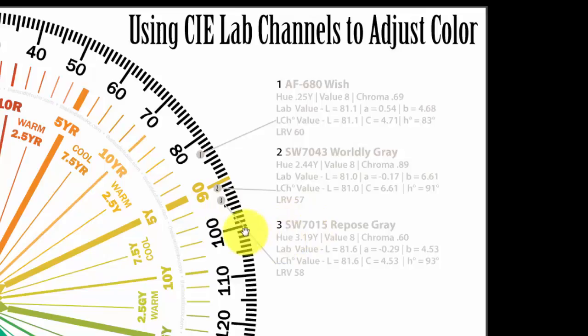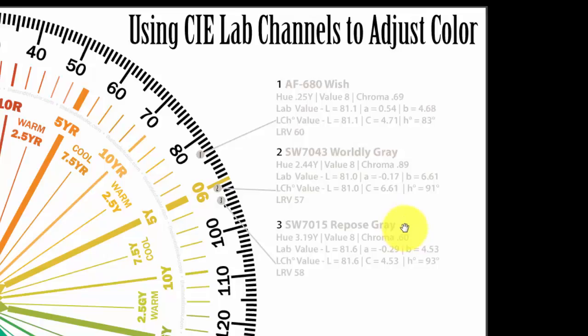And as you can see, it ended up right in between the two. Repose Gray, what I started out with, and Wish, which was my first result, and then Worldly Gray ended up in between the two at 91 degrees in terms of hue angle, and it was just perfect. So that's how you can use the various channels to adjust the appearance of a color. This is probably equivalent to messing around with formulas, adding a little bit of this, a little bit of that to the can to try to shift and change the color. You can actually do it with your lab values.